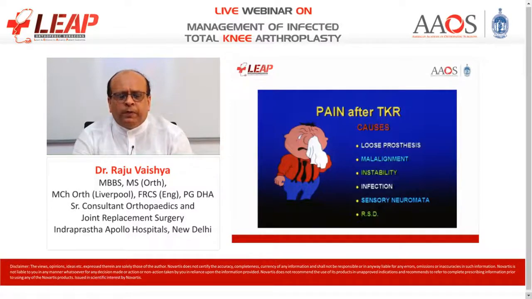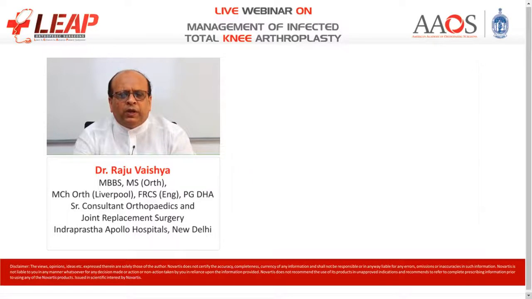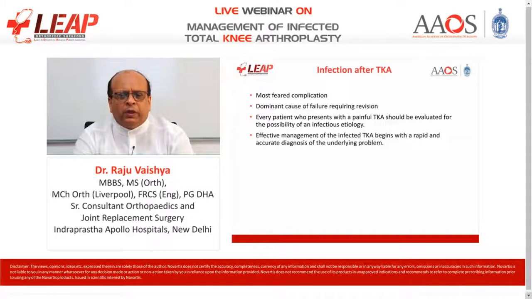Pain after total knee replacement is a serious problem. It could be due to several causes like loose prosthesis, malalignment of the prosthesis, instability, infection, sensory neuromata, and reflex sympathetic dystrophy. Amongst all, infection seems to be the most feared and dreaded complication after total knee arthroplasty. The dominant cause of failure after total knee arthroplasty is the infection that requires revision. Every patient who presents with a painful total knee arthroplasty should be evaluated for the possibility of an infectious etiology until proved otherwise.